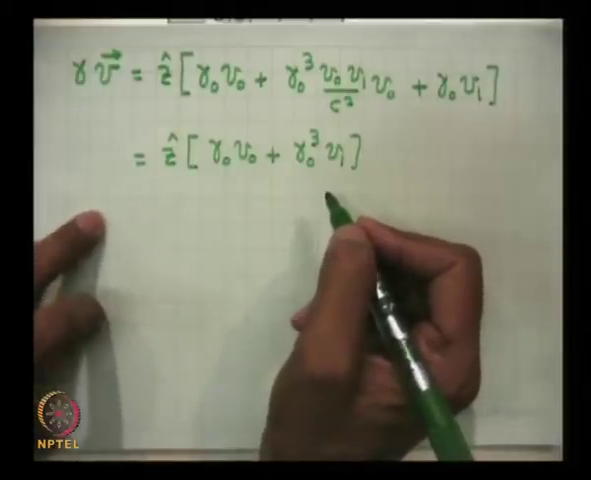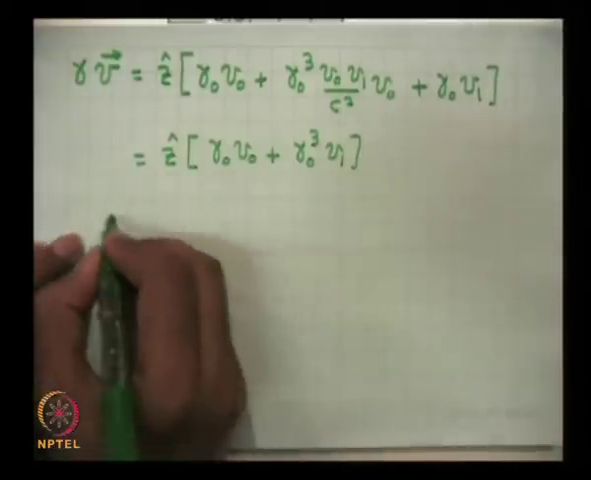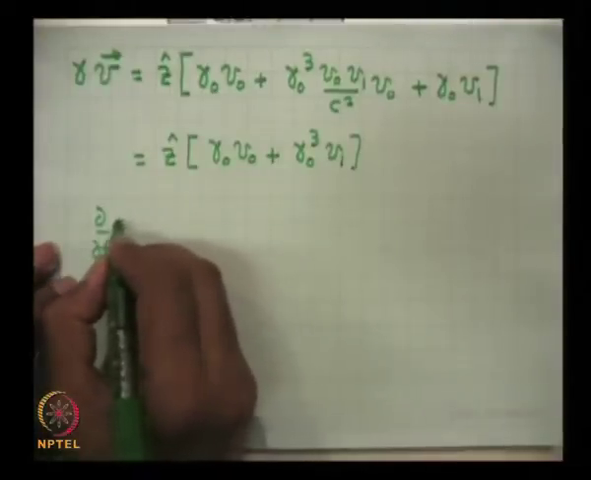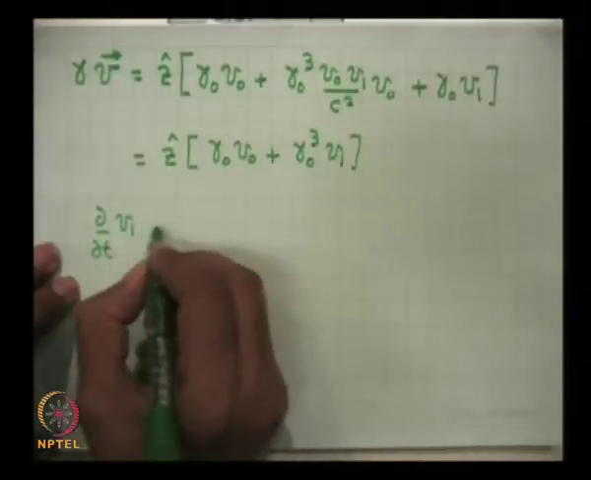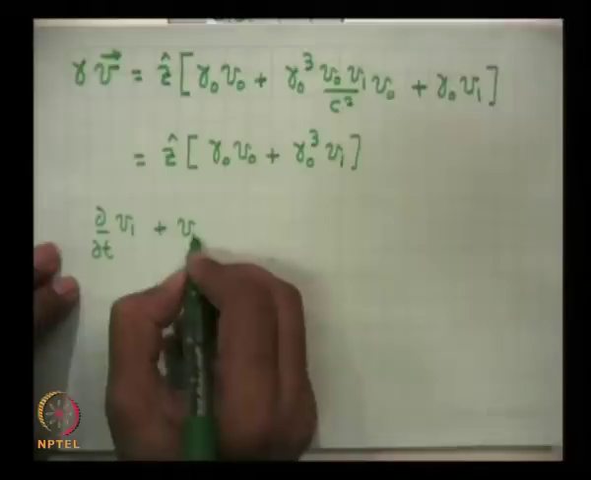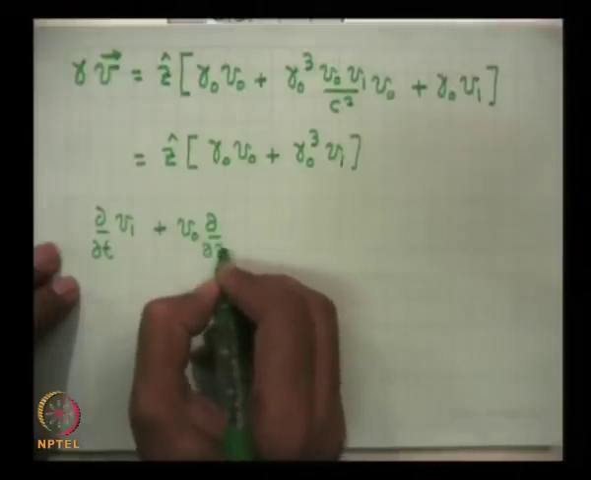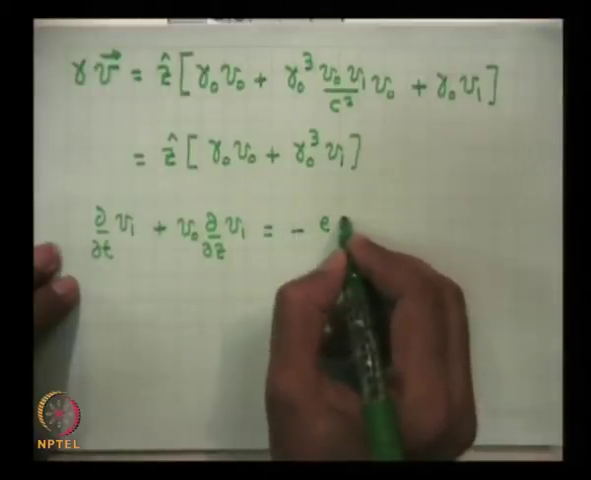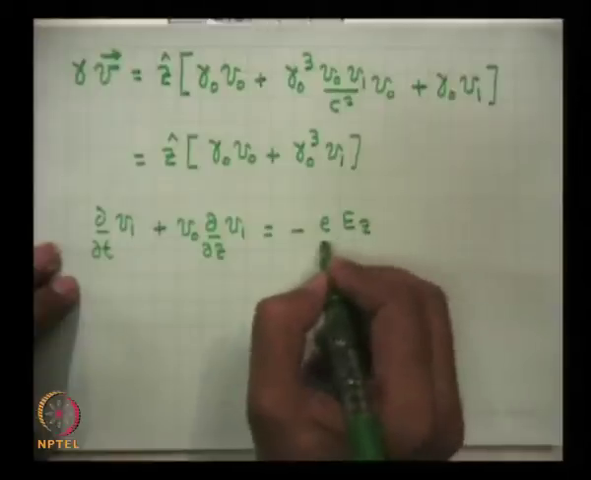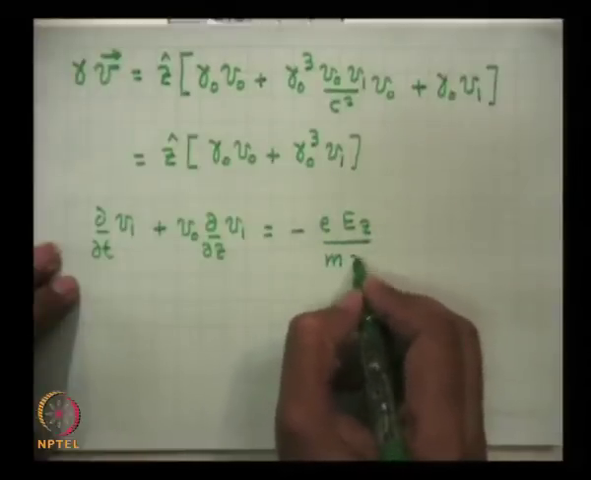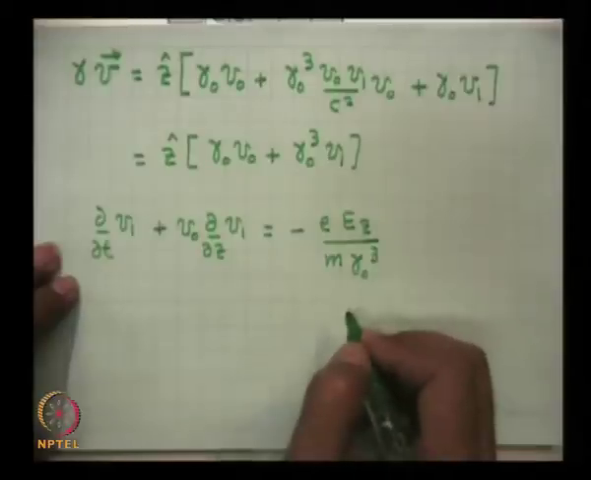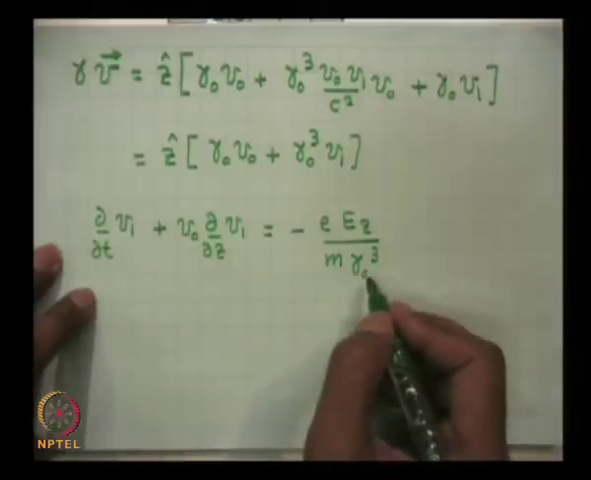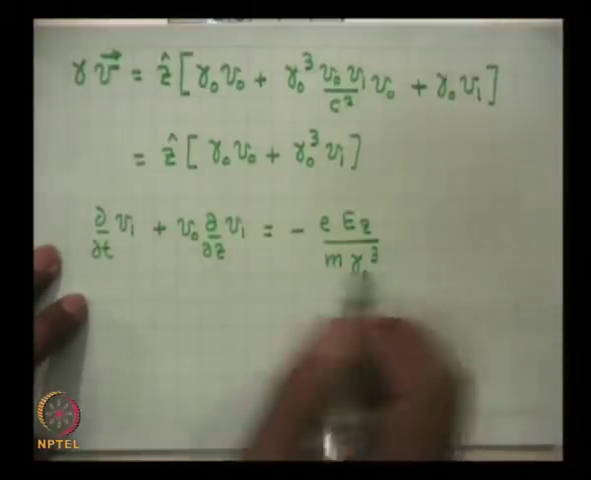Use this in the equation of motion and linearize, you will get delta delta t of V1 plus V0 delta delta z of V1 is equal to minus Ez upon m gamma 0 cube. This is the linearized equation of motion including relativistic effect. It comes through gamma 0 cube.